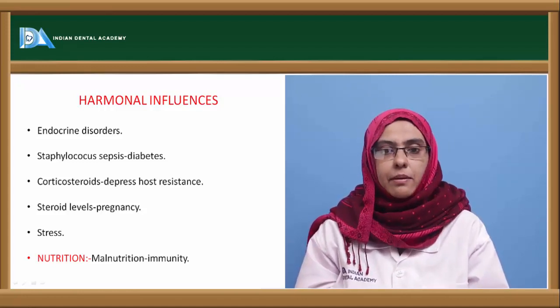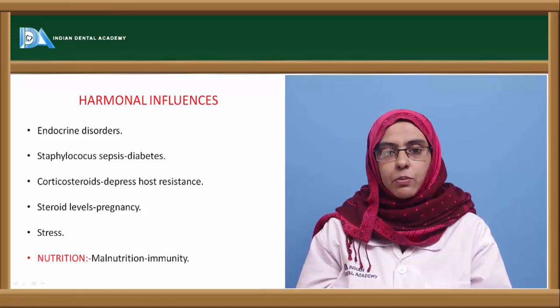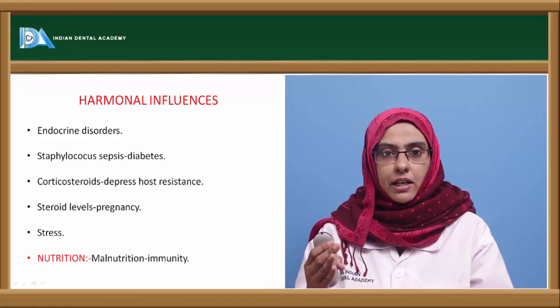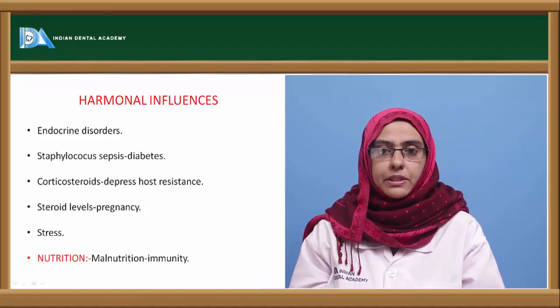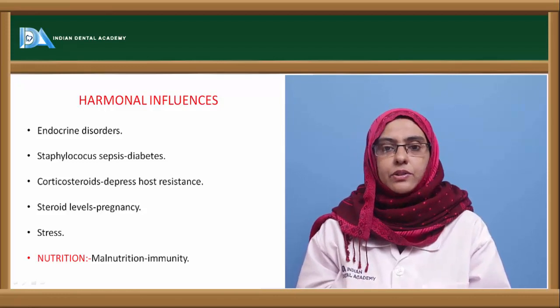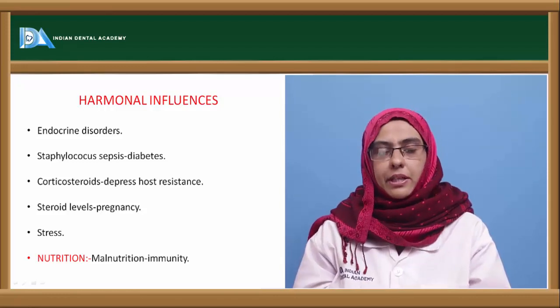Take for example a diabetes mellitus patient, who is more prone to staphylococcus sepsis, where the carbohydrate content is higher in a diabetic patient. So this gives a favorable advantage for staphylococcus to cause sepsis in the diabetes mellitus patient.